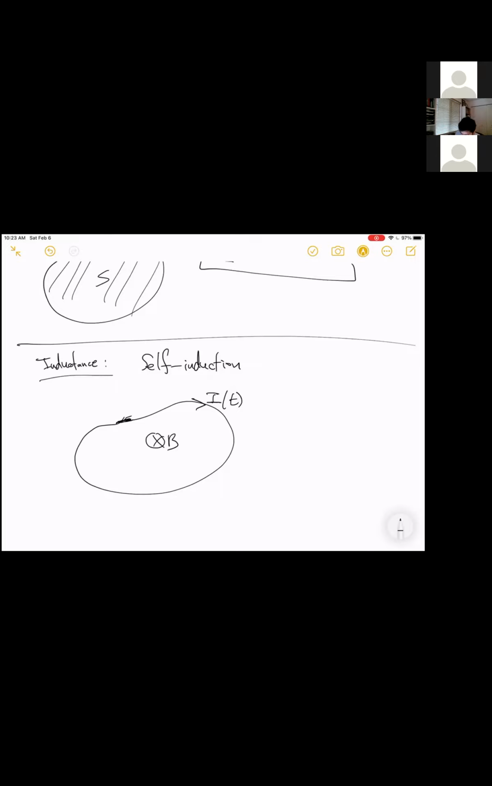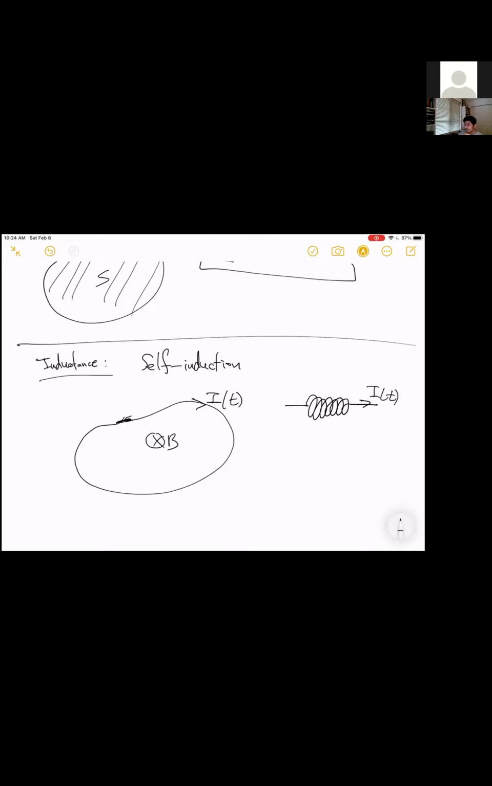So in general, what that means is that if I have some sort of coil or loop in a circuit, and there's a current I flowing through this coil, and I is actually a function of time, then you can see that in this coil, you'll have a negative effective voltage drop. You'll have an effective voltage drop across this coil proportional to di dt, because that's what the change in magnetic flux will be proportional to.